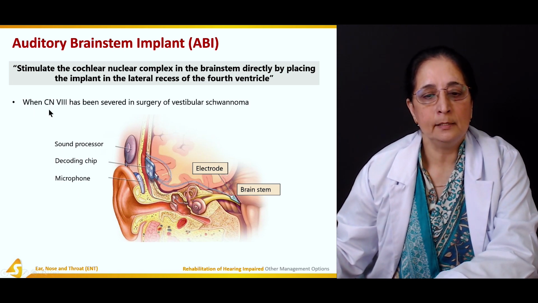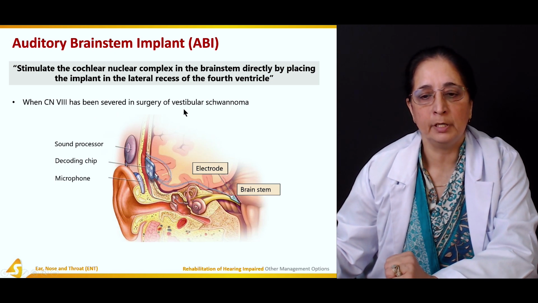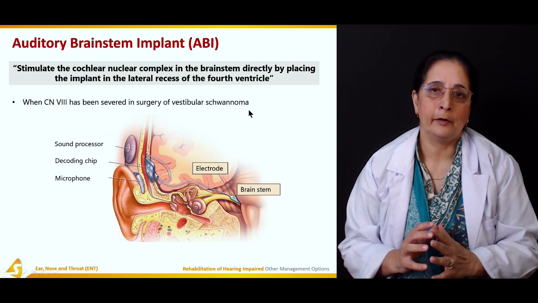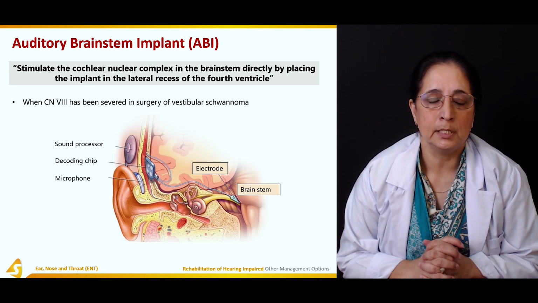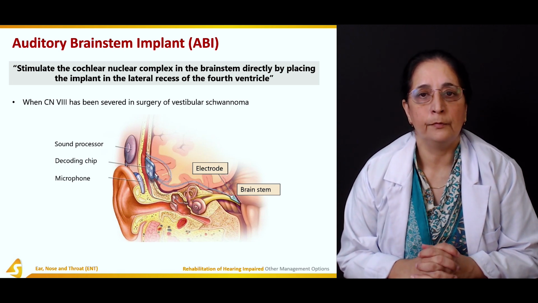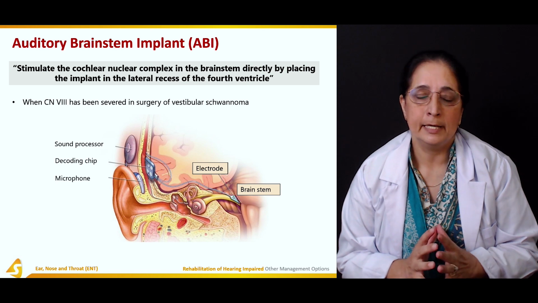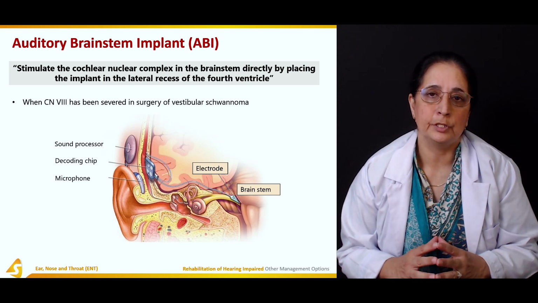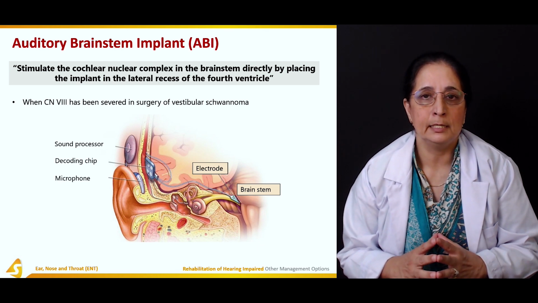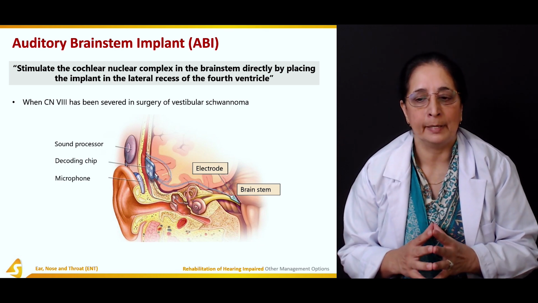It is used when cranial nerve 8 has been severed in surgery of vestibular schwannoma. So when cranial nerve 8, the vestibulocochlear nerve, which is involved in balance and hearing, is damaged during the surgical procedure for vestibular schwannoma, then we need auditory brainstem implants.